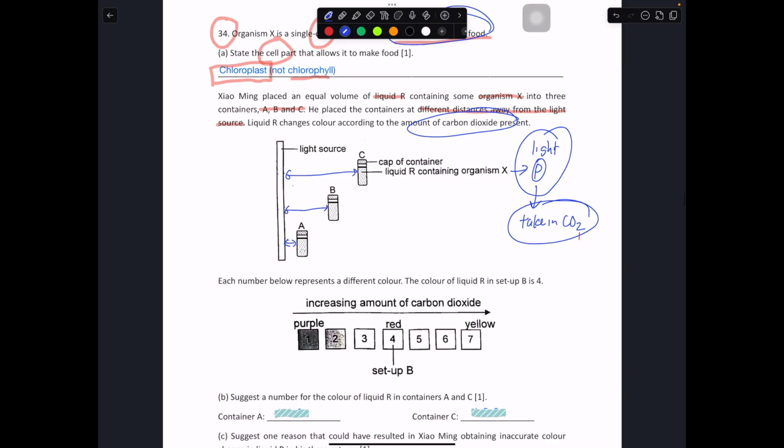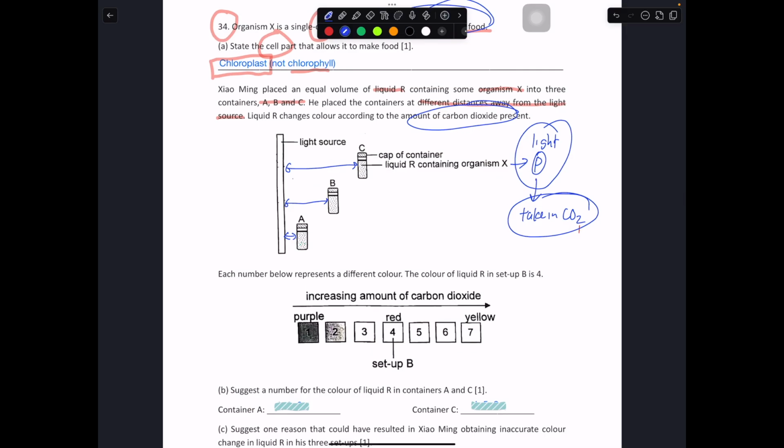Okay, so over here each number represents a different color. The color of liquid R in setup B is 4. So this is 4, right?